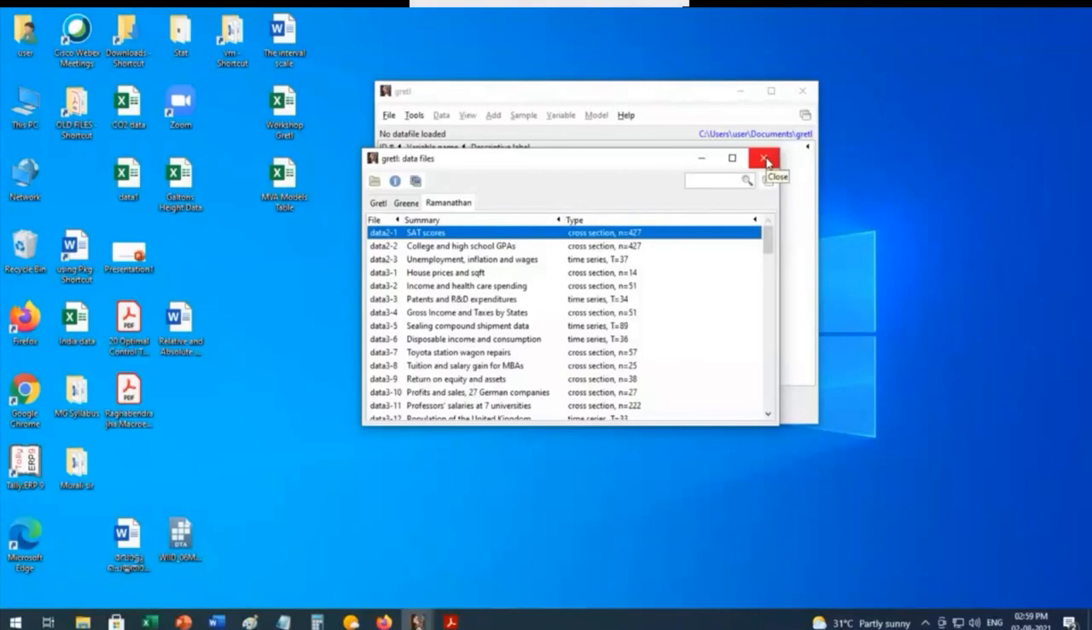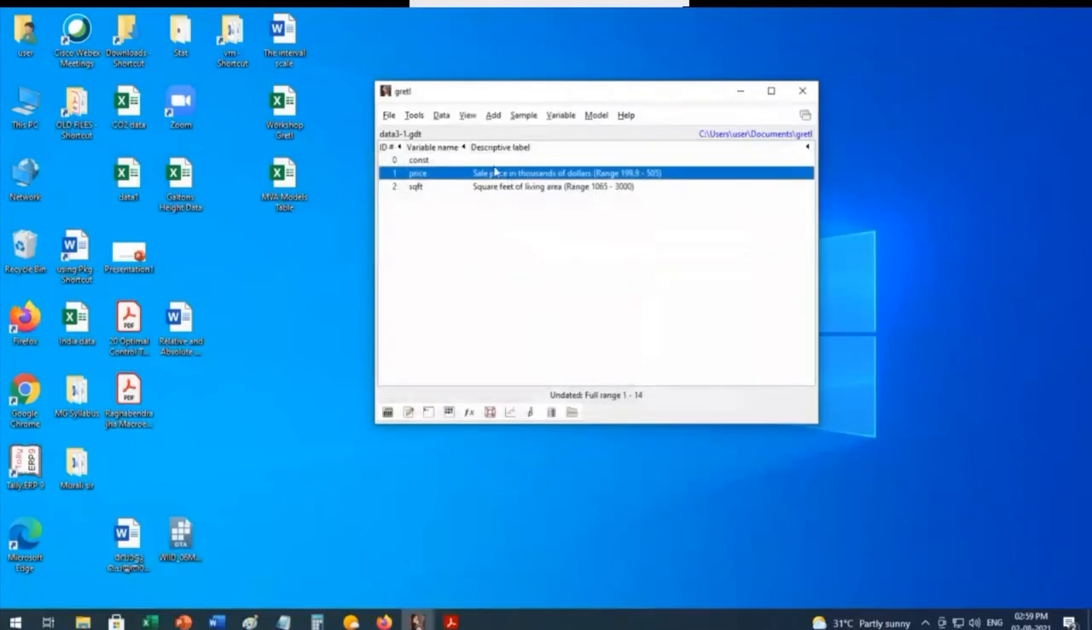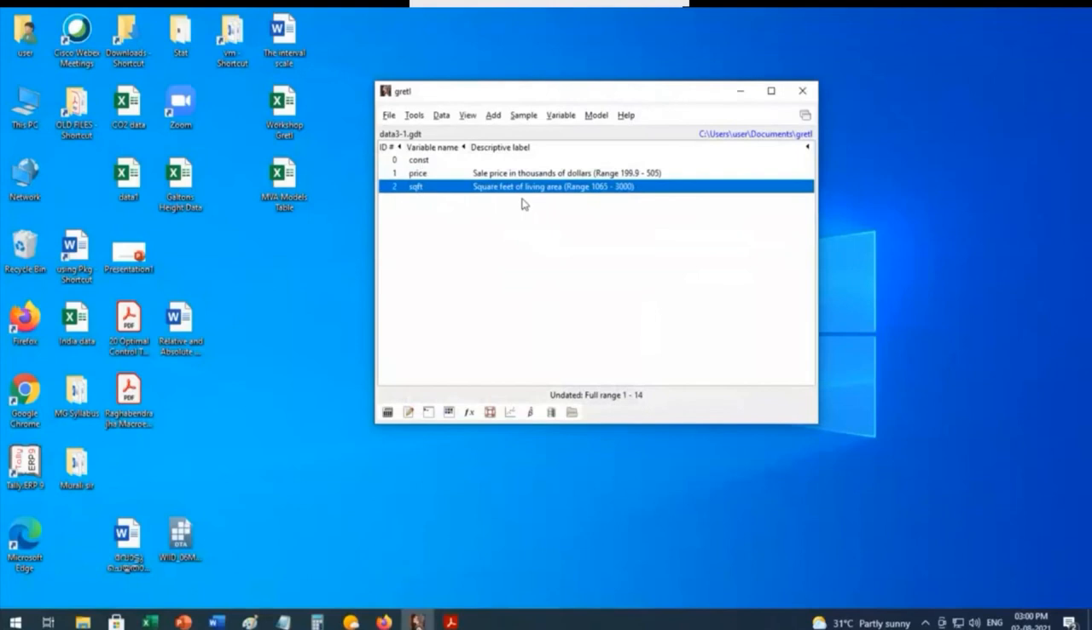Anyway, here I shall use Ramanathan's data 3.1, house prices and square feet. This is a cross-section data with 14 values, and I am double clicking it. Now the data are entered here. Price, sale price in thousands of dollars. Then square feet of living area. So these are the two variables that we have.